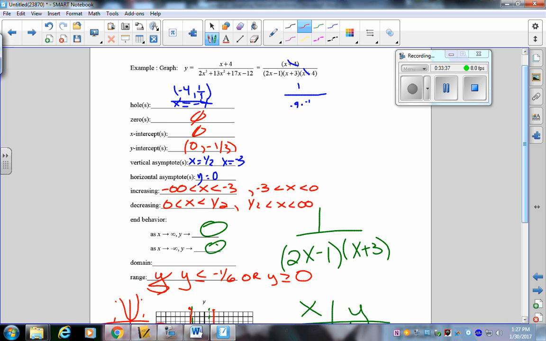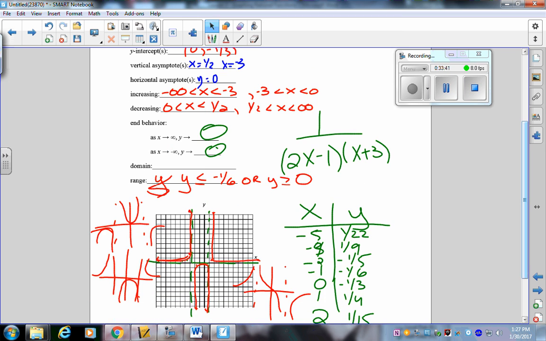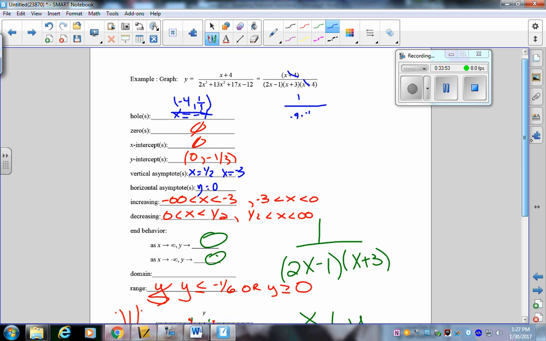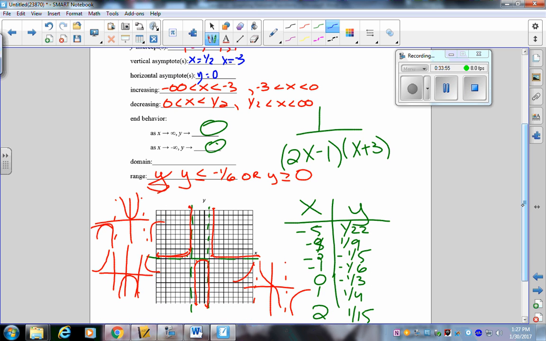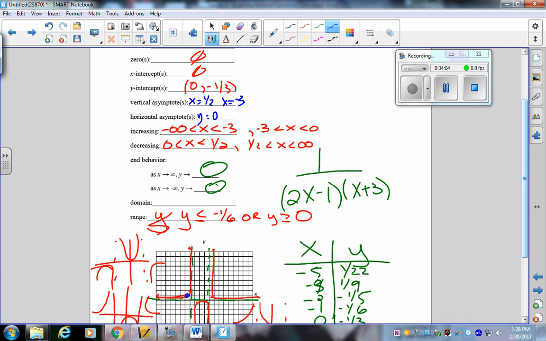I had a hole at -4. Oh, I forgot to draw my hole in. I have -4, 1/9. So where is that going to be here? -3. Wait, was my hole at -4? Hold on, let me scroll up. Okay, so I just put a little hole where it's crossing the 4 for now, because I can't particularly draw well. My intercept is 0 at -1/3.